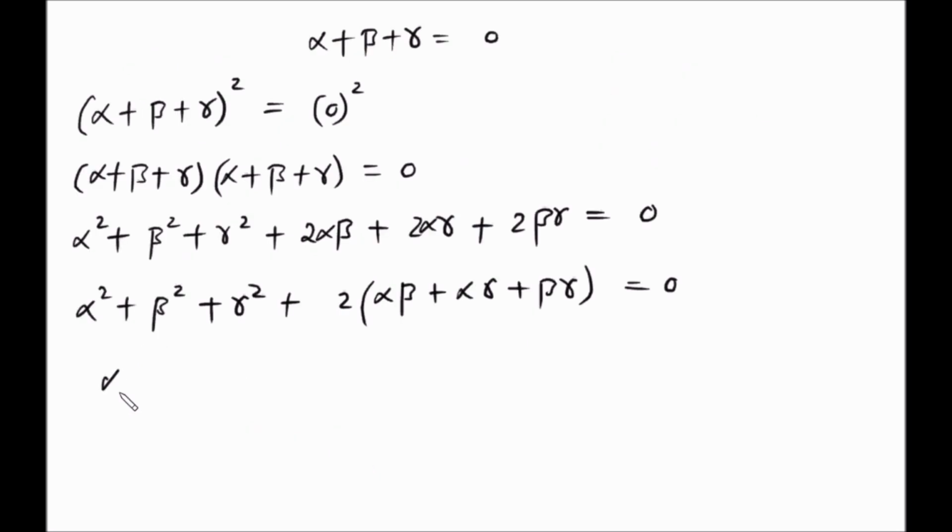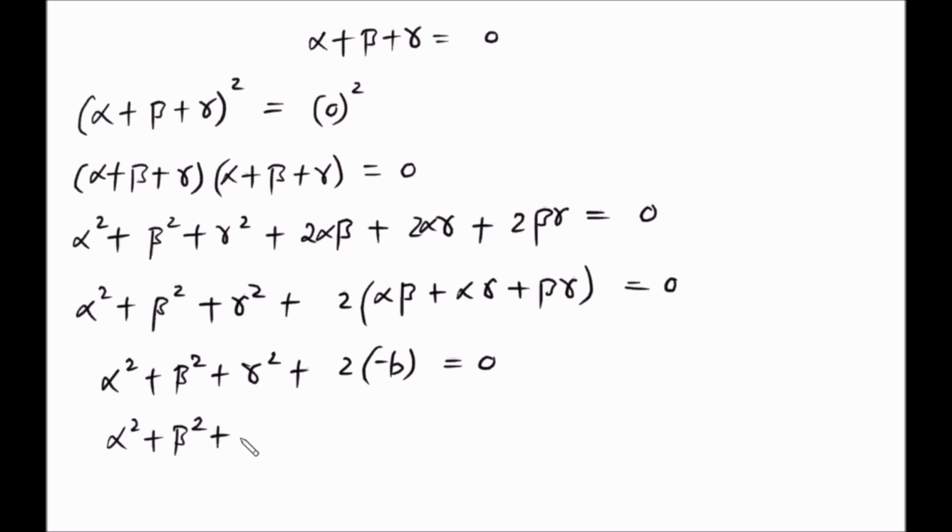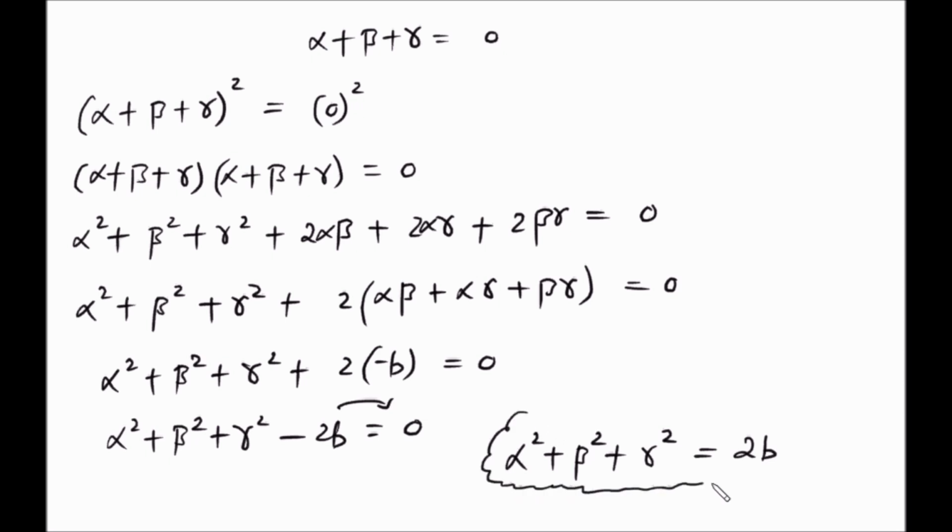Manake itakuwa alpha squared plus beta squared plus gamma squared plus 2. So hii ni negative b sawa na nini? 0. Kwa hiyo ni alpha squared plus beta squared plus gamma squared minus 2b sawa na 0. So hii negative 2b nikileta huku itakuwa ni alpha squared plus beta squared plus gamma squared sawa na nini? 2b. Kwa hiyo alisema to prove nini? Hicho. Kwa hiyo nafikiri tayari tusha prove, so unaweza ukaandika tu hence proved.